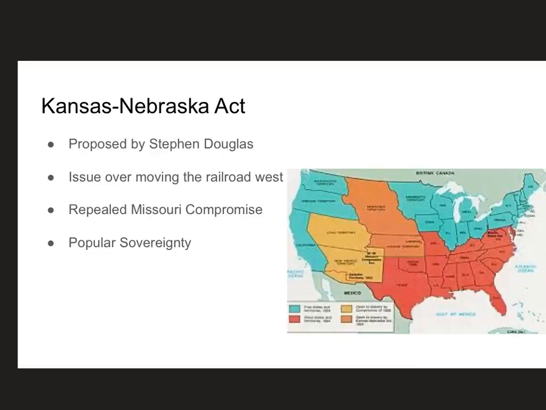So here we see the Kansas-Nebraska Act. This was proposed by Stephen Douglas. And essentially how it started was an issue over moving the railroad westward. So if they were going to move the railroad westward, these territories needed to be states.